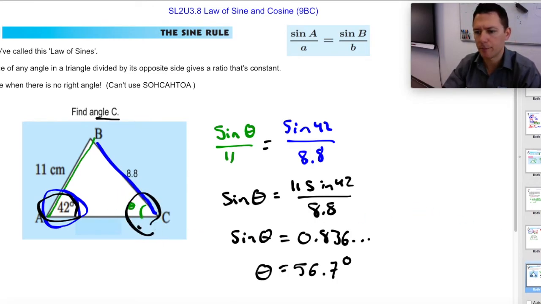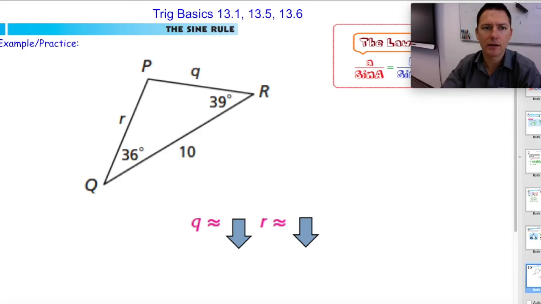Cool. All right. If you want to try it again, give it a shot here. Find Q and R. Here are the answers.